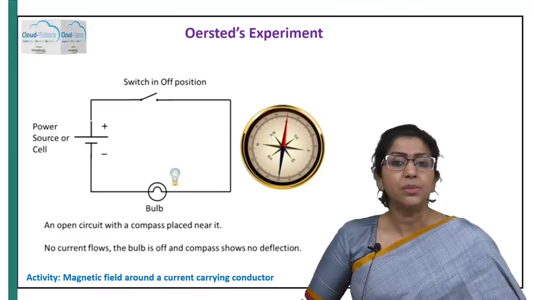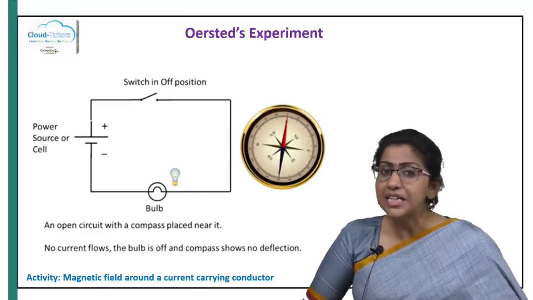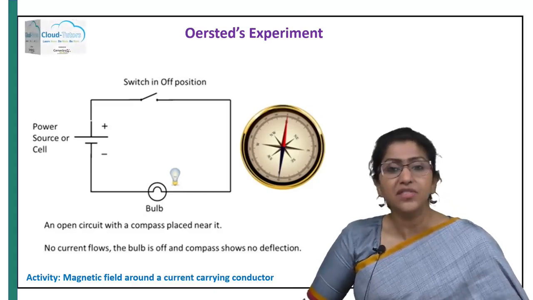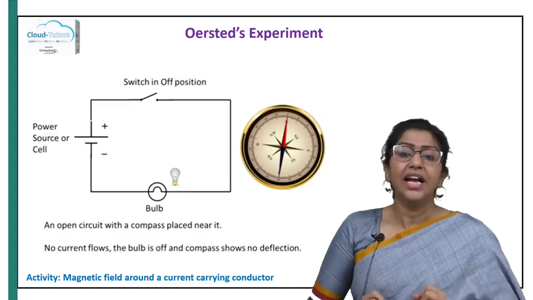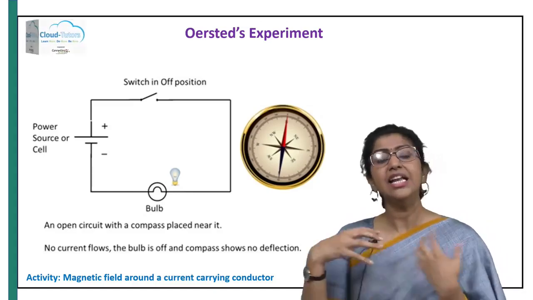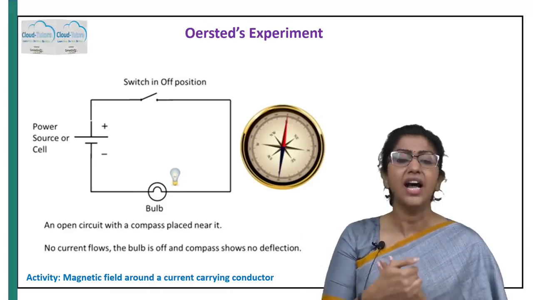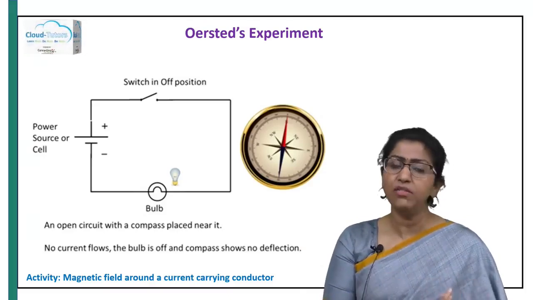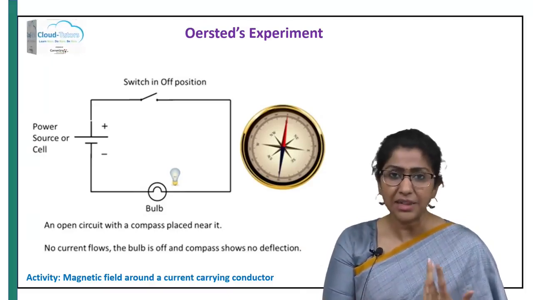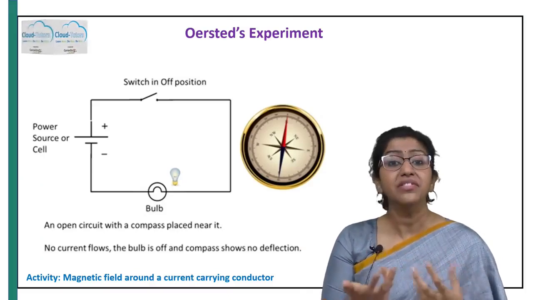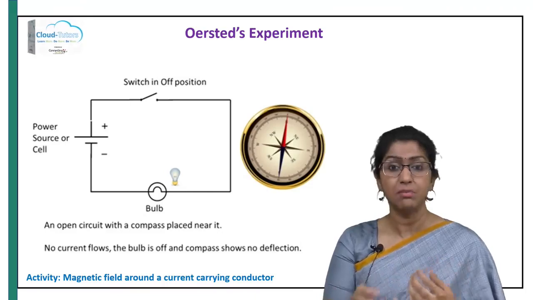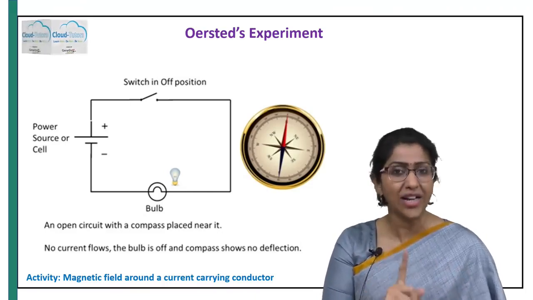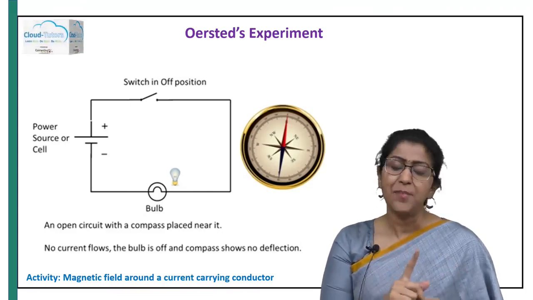So after many experiments and much discussion, it was concluded that any moving electric charge creates a magnetic field around it. What do we mean by moving electric charge? It is nothing but electric current, right? How do we define electric current? An electric current is the rate of flow of charges. By charges, we again only mean electrons.